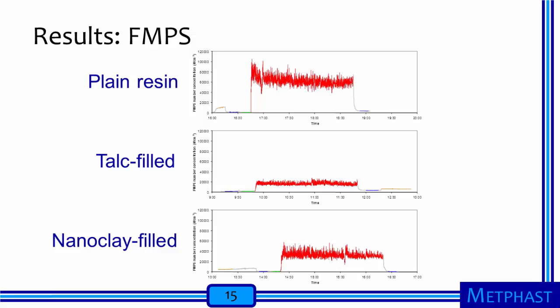Comparisons of concentrations measured using the FMPS for the three types of plastics show the same ordering as we found with the P-Trak, with the plain polypropylene resin having the highest concentrations, followed by the nanocomposite, and then the conventional talc-filled plastic.